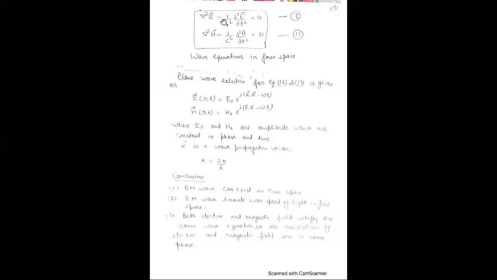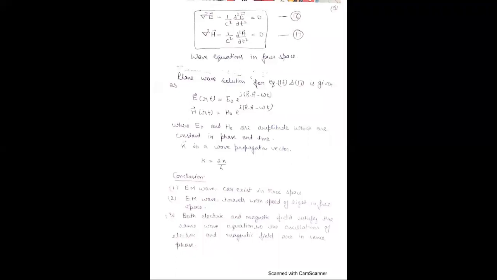Del square E minus 1 by c square ∂²E by ∂t², that is equal to 0. This is equation 16. Del square H minus 1 by c square ∂²H by ∂t², that is equal to 0. This is equation 17. c is the velocity of light in free space, and the solution of this type of equation is E(r,t). This equation is satisfied for all three coordinates.